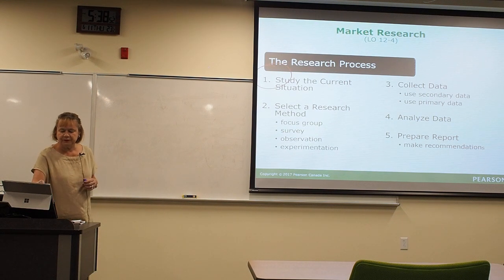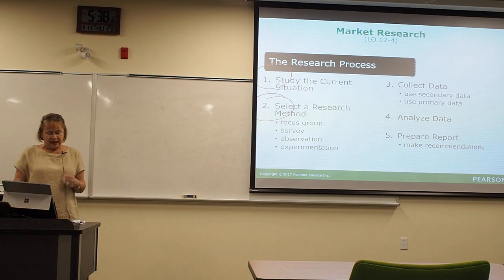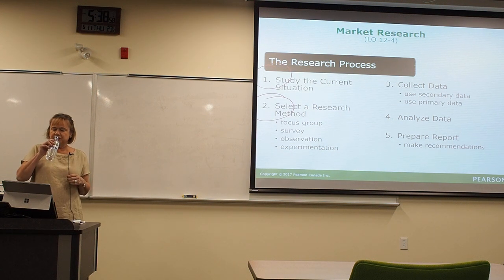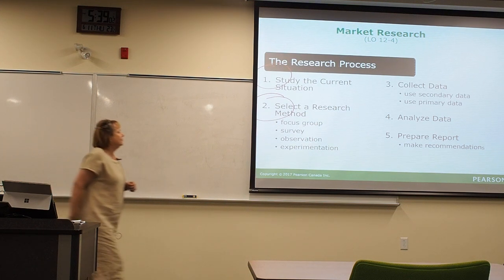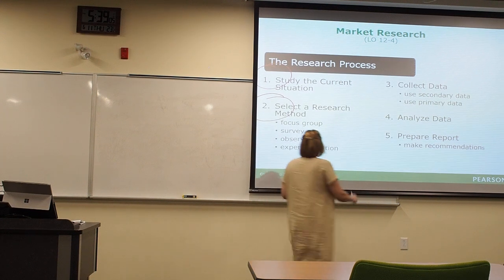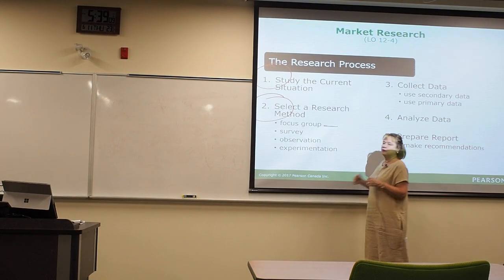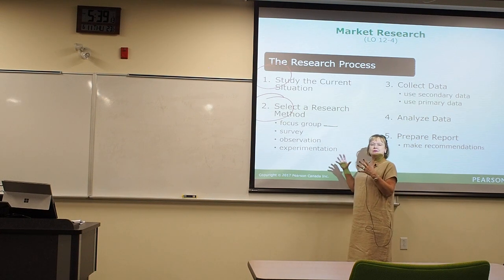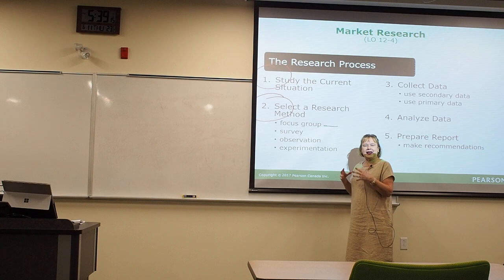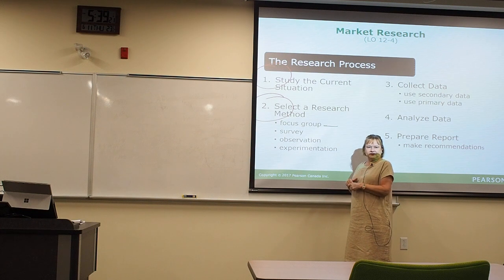The second step in the research process is to select a research method. And there are 4 research methods. The first one is focus group. And focus group is when 6 to 10 people are brought together and they're asked a series of questions in order to gauge their responses.